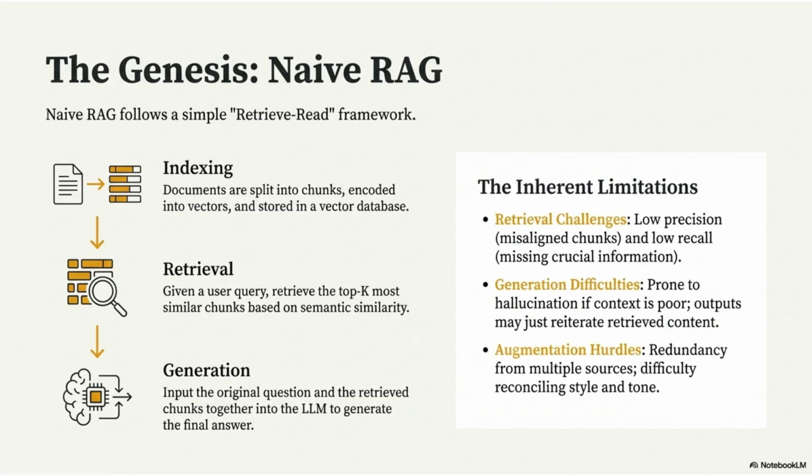Naive RAG follows a simple retrieve-read framework: indexing, retrieval, and generation. However, it has inherent limitations, including low precision in retrieval, susceptibility to hallucinations with poor context, and difficulties reconciling content from multiple sources.